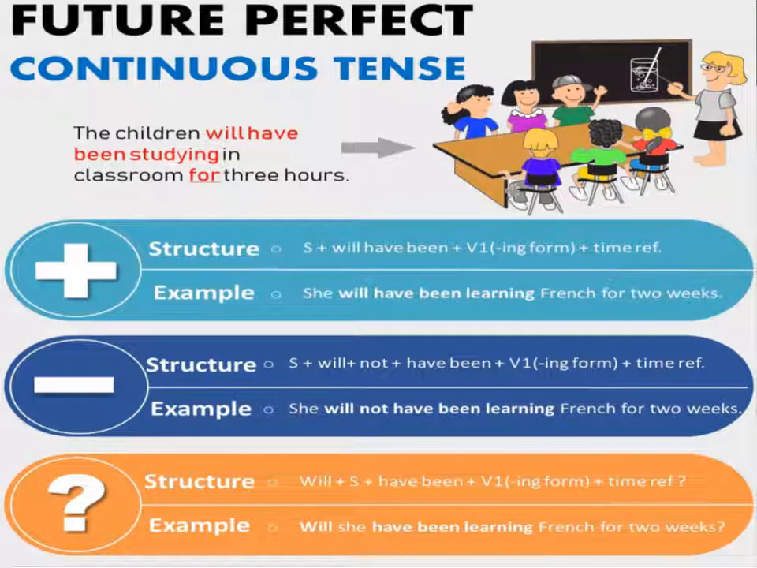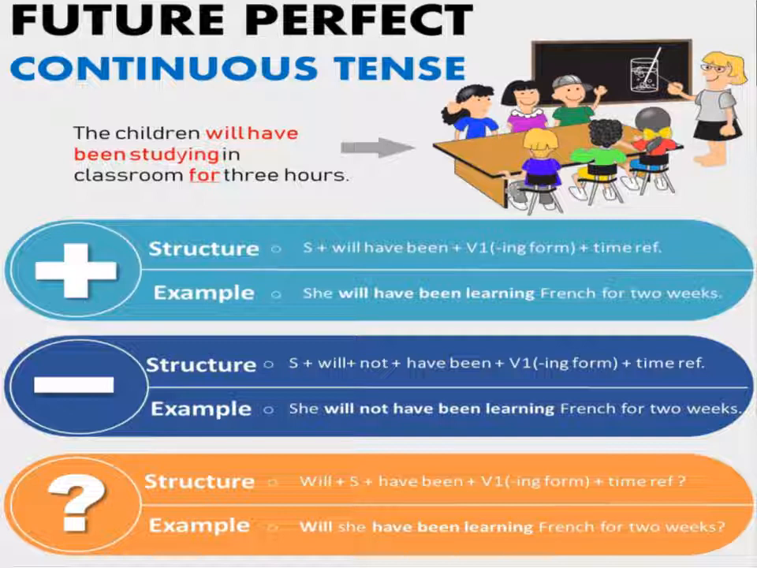Okay, so here is a summary of the future perfect continuous tense. You have the example here. The children will have been studying in classroom for 3 hours. So the positive or affirmative structure is subject plus will have been plus verb ing form, plus time expressions or time reference if there is one. Example, she will have been learning French for 2 weeks.